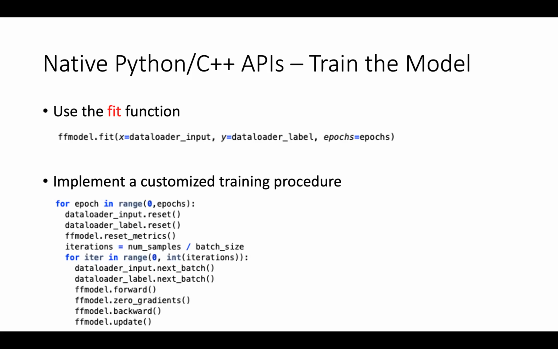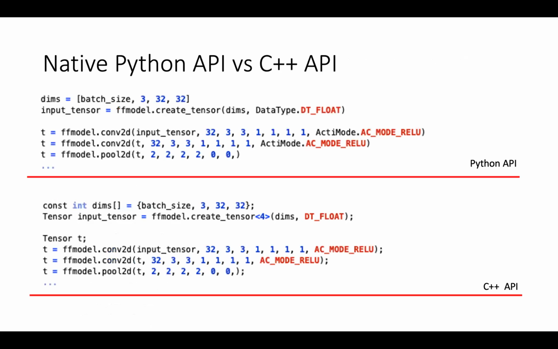Now I have done the introduction of the Python native API. It is pretty straightforward to use it to create and train a model. Now I'm going to talk a little bit about the C++ API. For convenience, we make the Python API identical to the C++ API. Here is the example. If you compare the top and the bottom code, they are almost the same. They have almost the same parameters, except some differences in syntax. So if you are a C++ guy and you would like to tweak the FlexFlow runtime, you are welcome to try the C++ API.